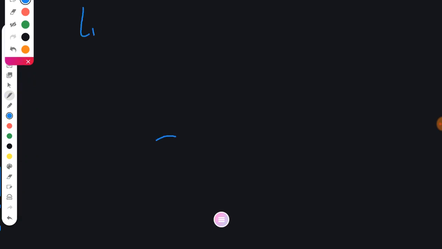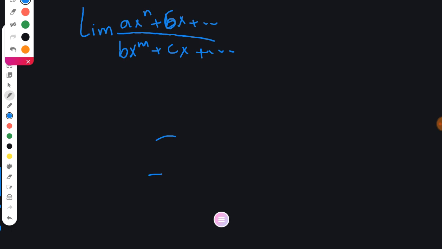If we find the limit of a x to power n plus b x plus whatever, over b x to power m plus c. Here we can write any number, maybe 6x plus any polynomial in the numerator and any polynomial in the denominator, x plus blah blah, any way. Limit when x approaches what? Infinity. I'll consider a x to power n is the leading term, and here this one is a leading term.